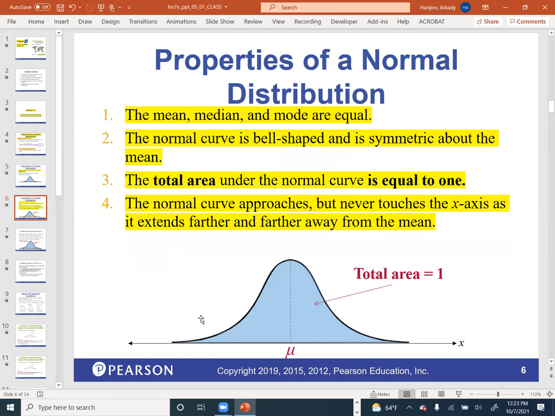I think number 3 is the most important one, at least for us to understand. So on a bell-shaped curve, we say the total area underneath this curve is 1. That's important for us to know, especially when we think about probability. Okay, we're good there. People still writing, go for it.